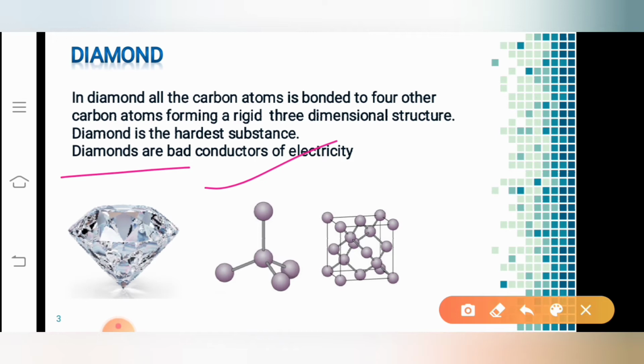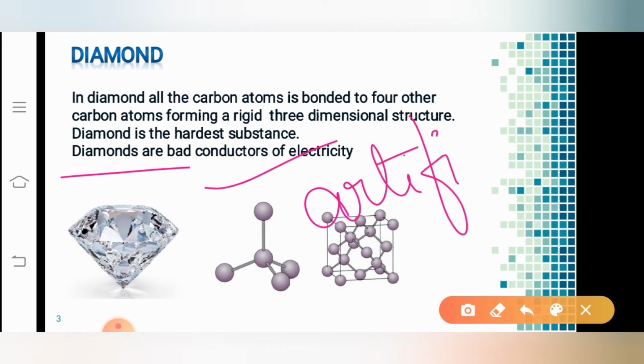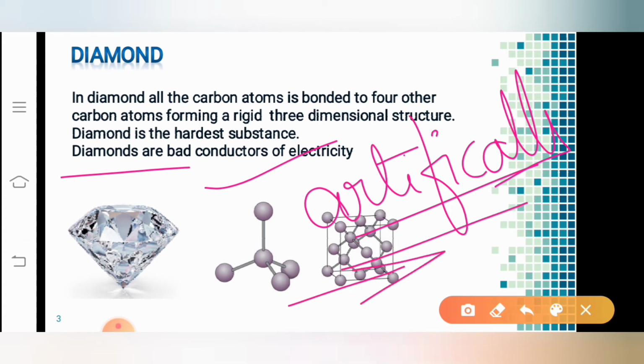Clear? And you also should know that diamonds can be synthesized. That means there are original diamonds and there are also artificial diamonds, right? These artificial diamonds are synthesized by subjecting pure carbon to high pressure. If the carbon is compressed under high pressure and a high temperature, these artificial diamonds are synthesized.